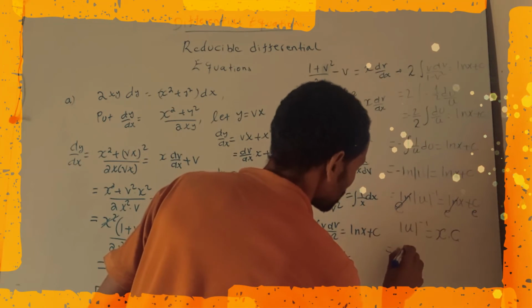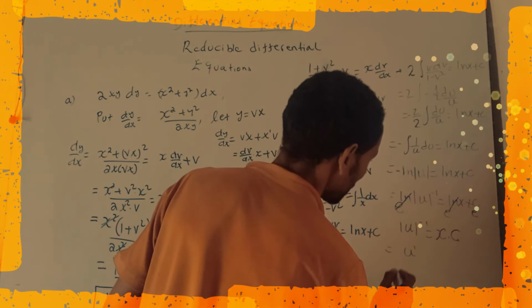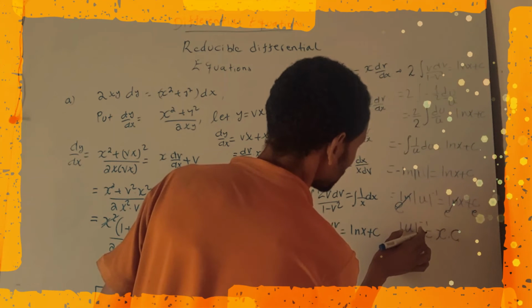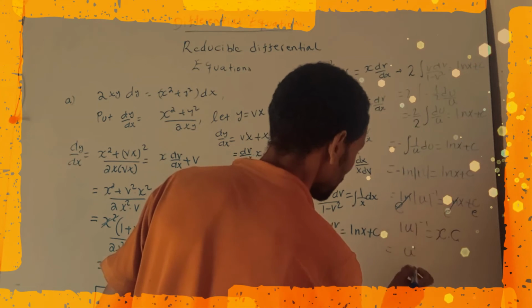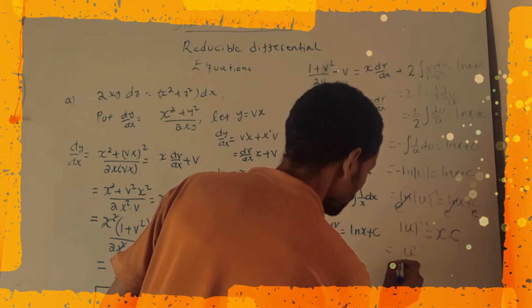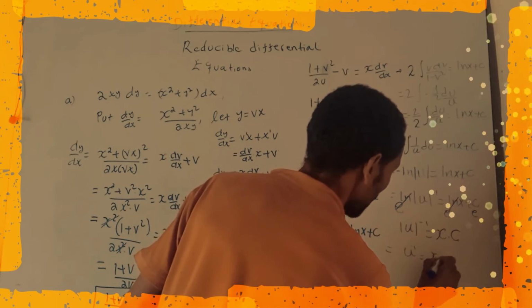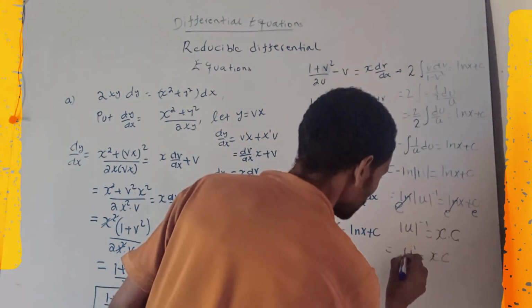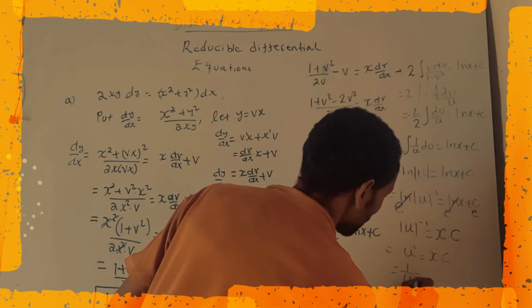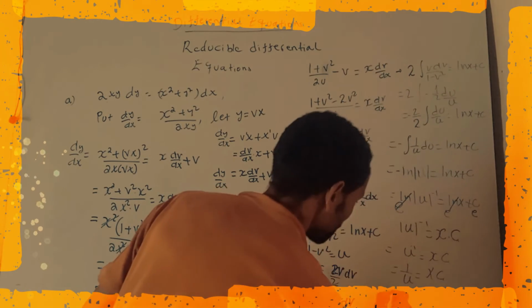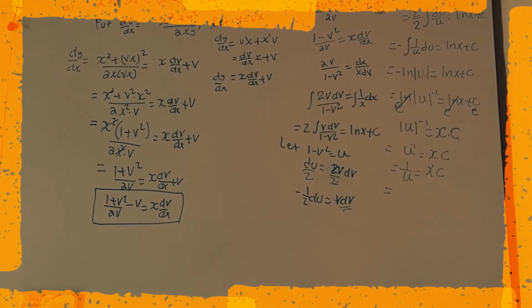This is equal to u to the power of negative 1. I can make it because absolute, after absolute it will be positive. There is the power of that one negative. Therefore, this is equal to x times c. This is equal to u means 1 over u equals xc.